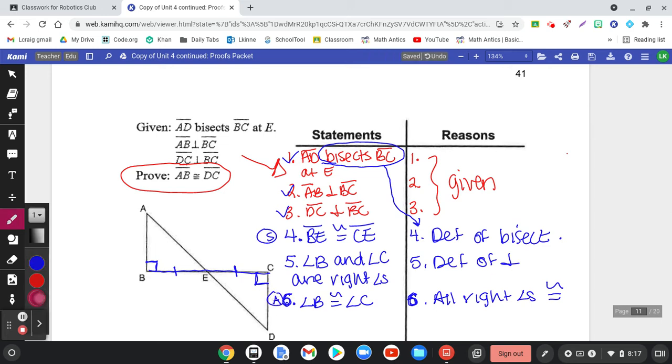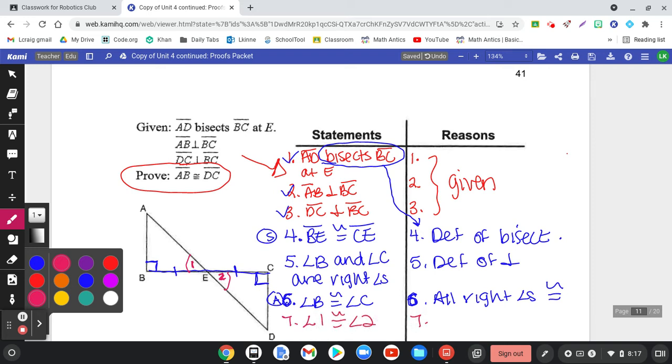Do we have any freebies? We sure do. I see vertical angles, and you cannot say angle E and E. You could say angle AEB and DEC, but if you mess up the order, you get it wrong. So I would just put a little 1 and a 2 clearly marked there. So now I'm going to say angle 1 is congruent to angle 2. Vertical angles are congruent.